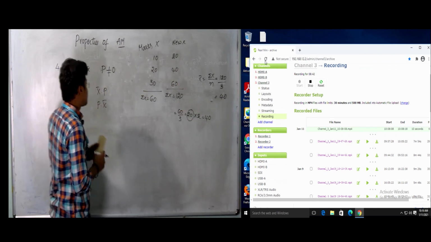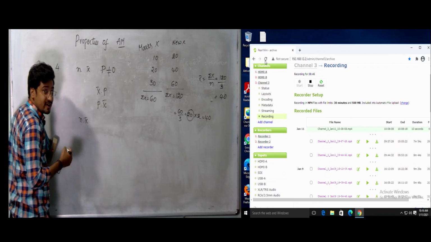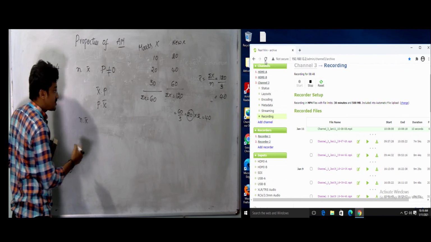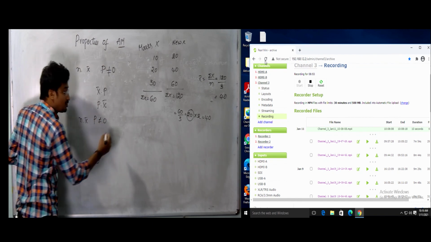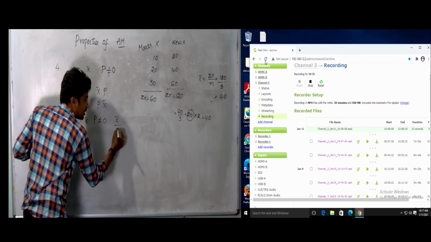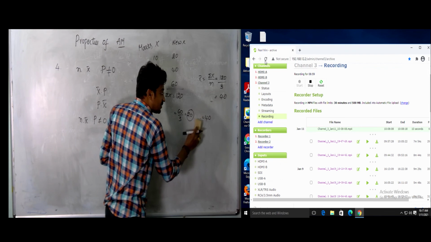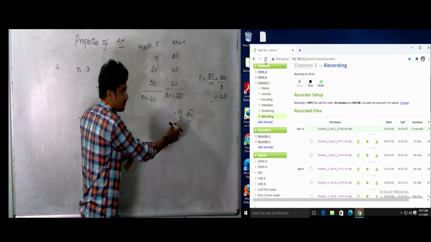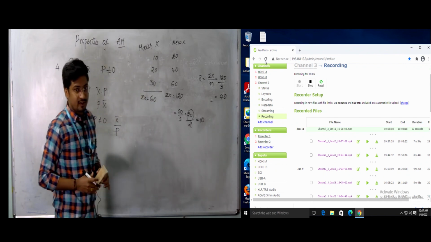Next, if the mean of the observations is x bar and each observation is divided by p, where p is not equal to 0, then the new mean is x bar by p. For example, divided by 2. The original mean is 20, and 20 by 2 is 10.